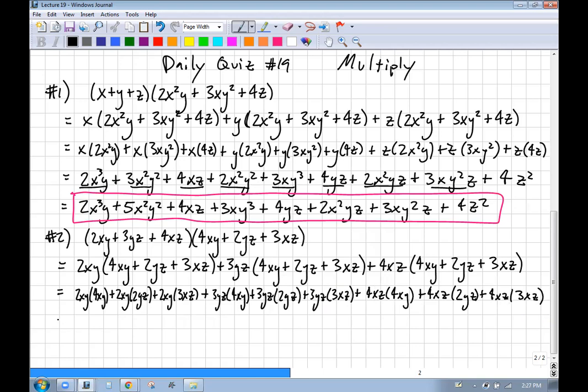All right, let's see if we can read this now. 2 times 4 is 8. We have an x times an x is x squared. A y times a y is y squared. Here we have a 2 times a 2, which is 4. We have an x, a y times a y, and a z. 2 times 3 is 6. X times x is x squared, and a y and a z.